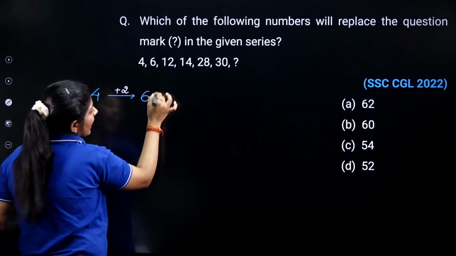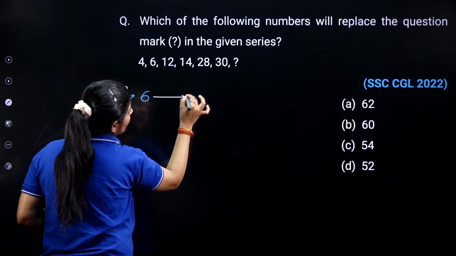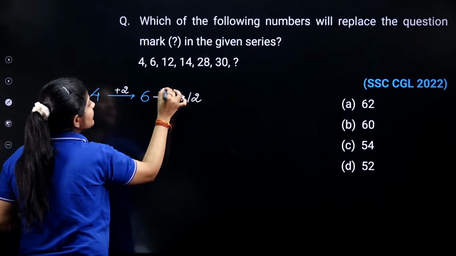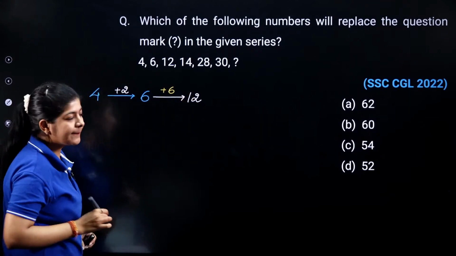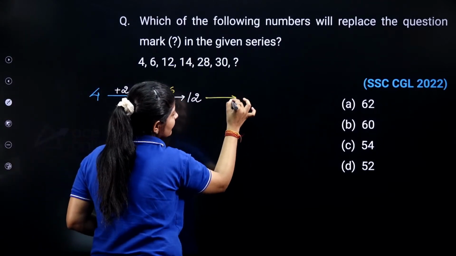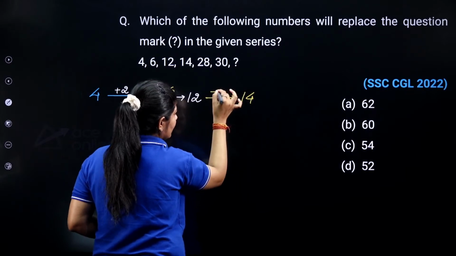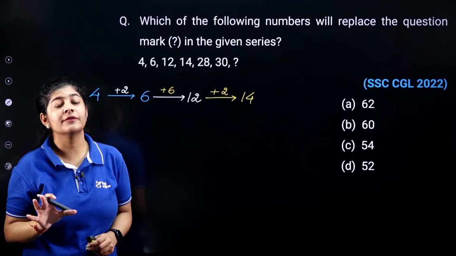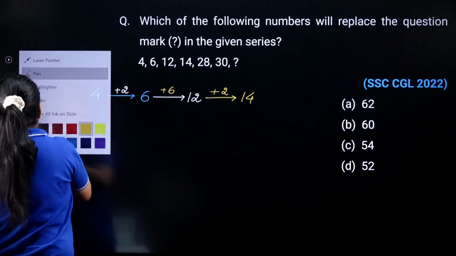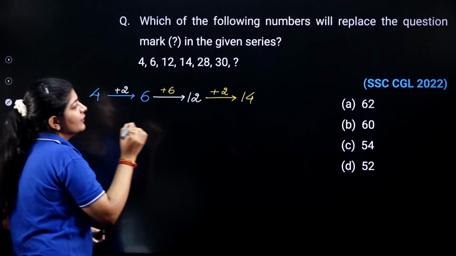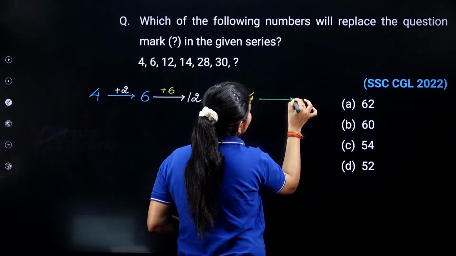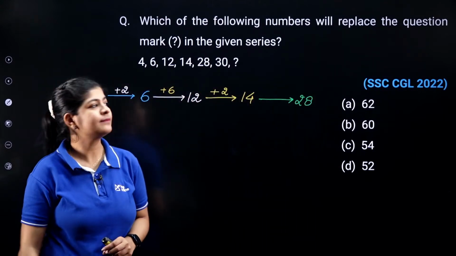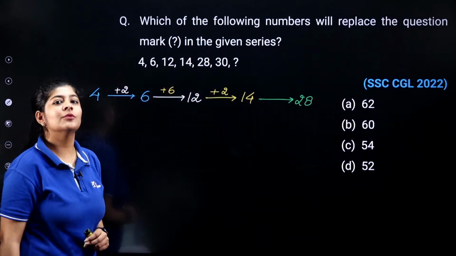Right? Okay. Now I'm just converting my 6 into 12. What I need to do? I need to add 6 in this one. Right? Now again I'm changing my 12 to 14. What I need to do? I need to add 2 in this one. Just start observing the pattern. Now what I need to do? I need to convert my 14 into 28. What I need to do this time?